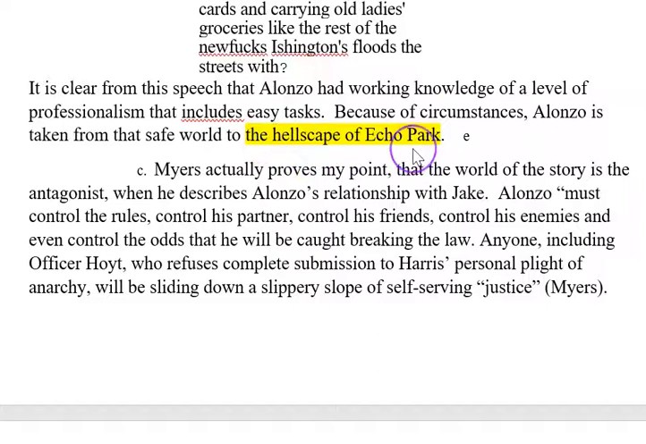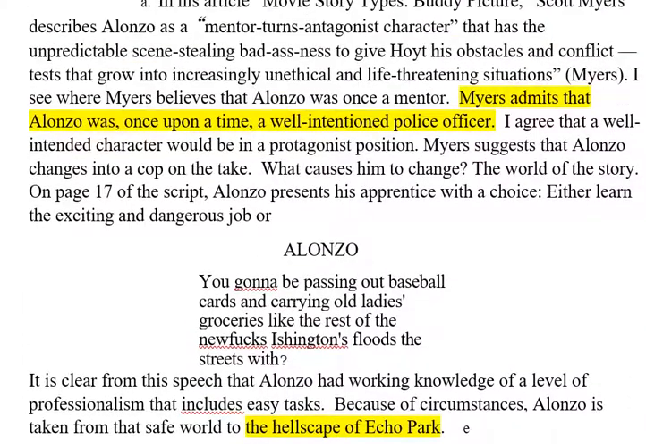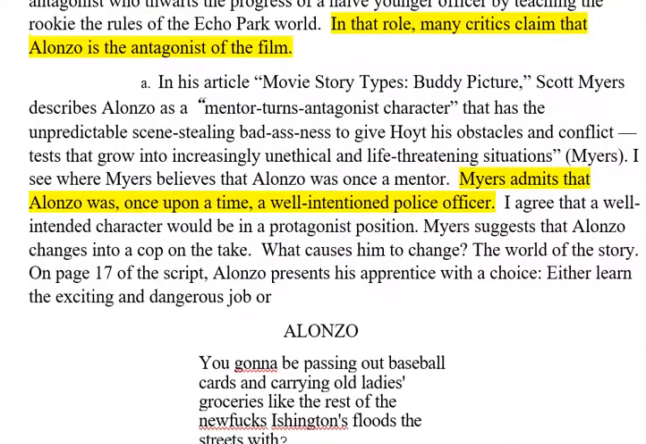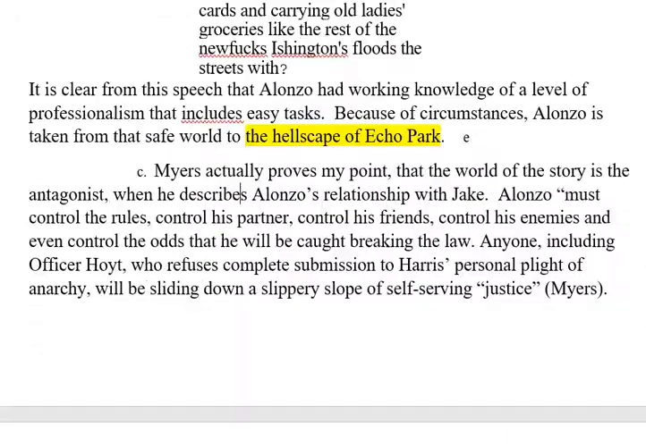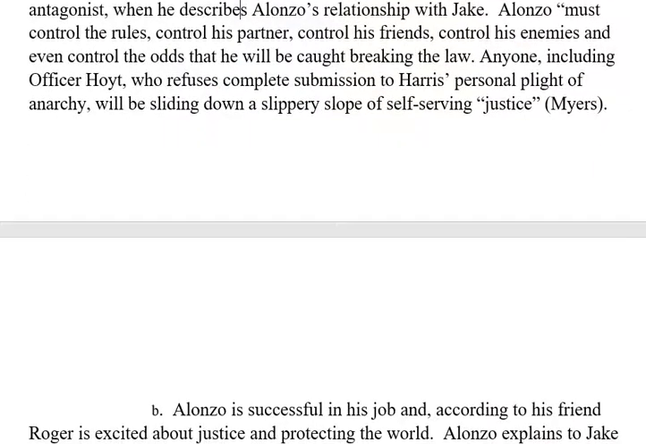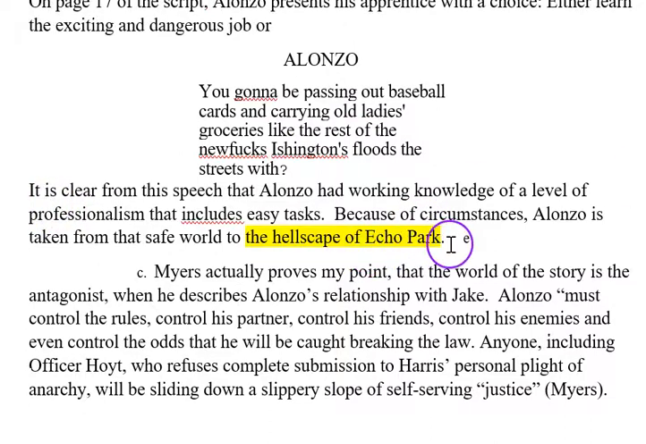Okay, so we're talking about the hellscape of Echo Park. When I go through and copy this over into the rough draft, I'm going to be super excited by these yellow highlights, because these yellow highlights show me where what's contained in a paragraph. It shows me the topic sentence. It makes it so much easier. Now here we're going to describe Echo Park, right? Actually proves my point that the world of the story is the antagonist. When he describes Alonzo's relationship with he must control the rules, blah, blah, blah. So what I need here is a transition sentence.